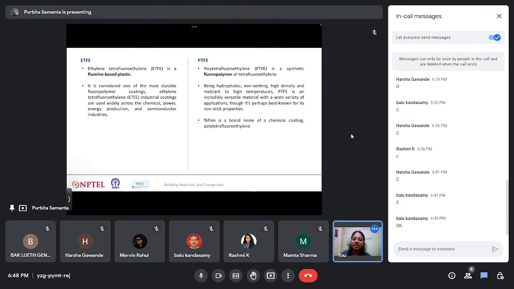When we talk about PTFE, its full form is polytetrafluoroethylene. PTFE is also a synthetic fluoropolymer. However, if you look at the properties of ETFE and PTFE, they are a bit different. Also, when we talk about ETFE, it's one of the most durable fluoropolymer coatings, and it is widely used as a coating over different industries.